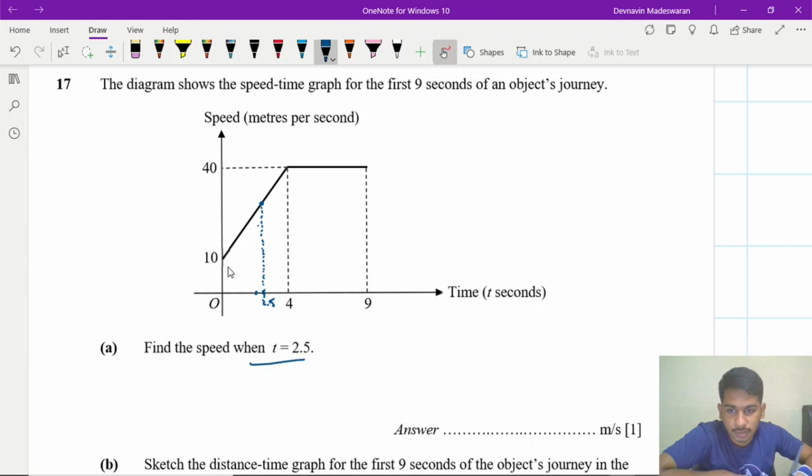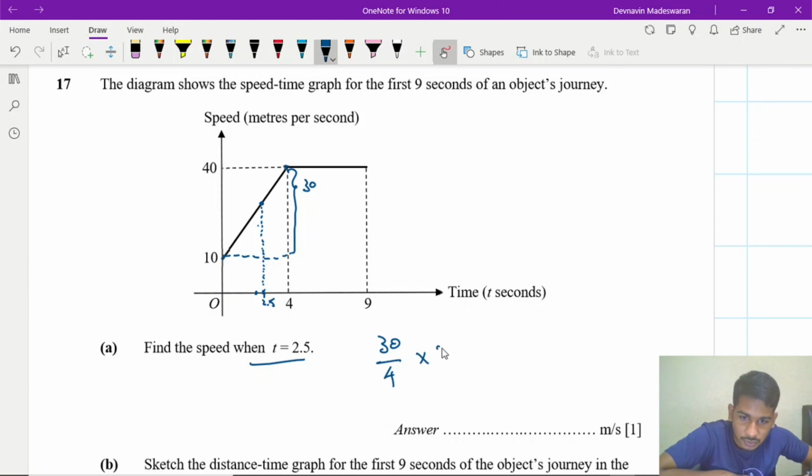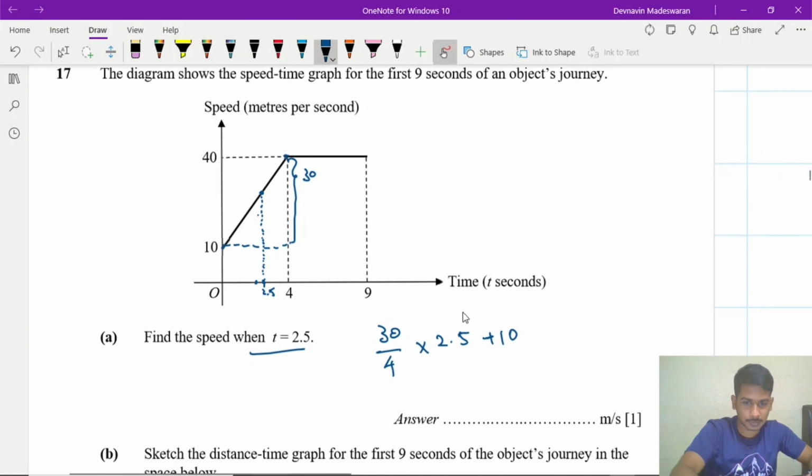When you find this point, we know this. It's a straight line. Oh, and it increases normally, right? So I'm thinking of this, see if this makes sense. This is 30, and it's constantly increasing, right? So we can do 30 divided by 4. So every centimeter, how much does it increase? Then we can do times 2.5. Then we can add 10 because that's how much it increased from 10. I hope that makes sense.